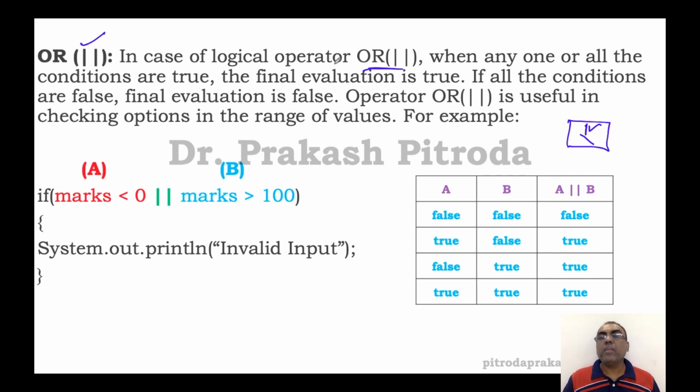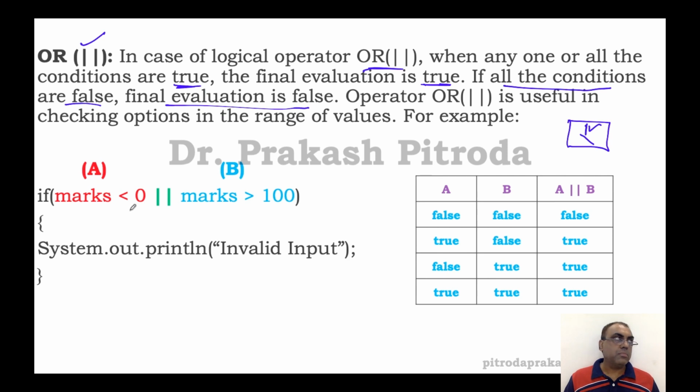So it will help you when two or more conditions are there and even if one condition is true, the final evaluation should be true, then we use OR. So it says when one or all conditions are true, then the final evaluation is true. Only when all the conditions are false, the final evaluation is false. For example, let us say here, now I want to see marks.